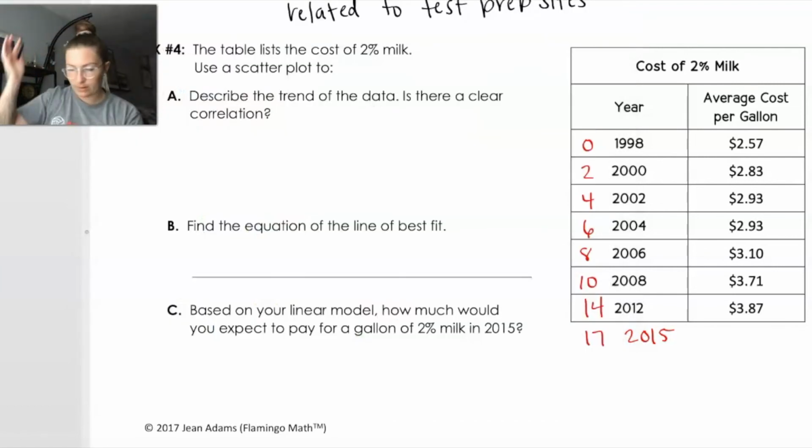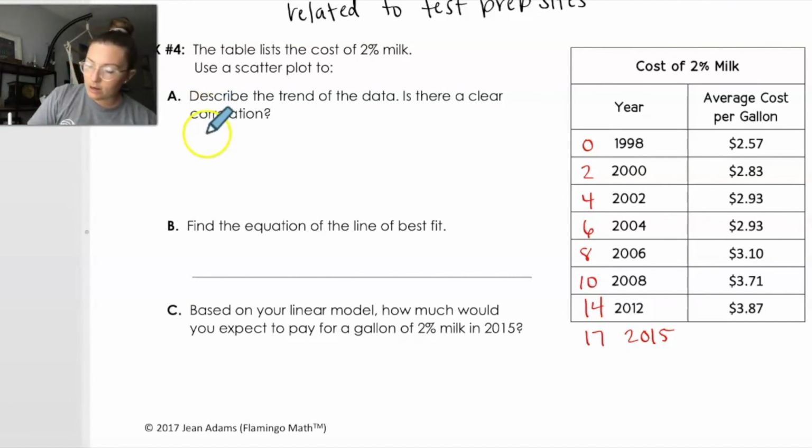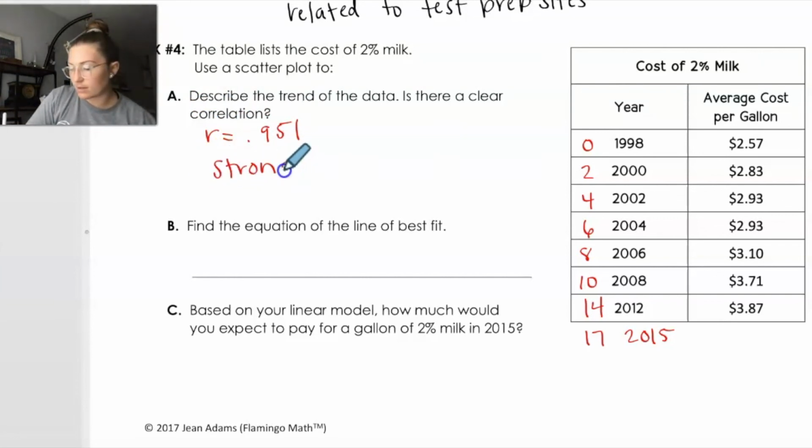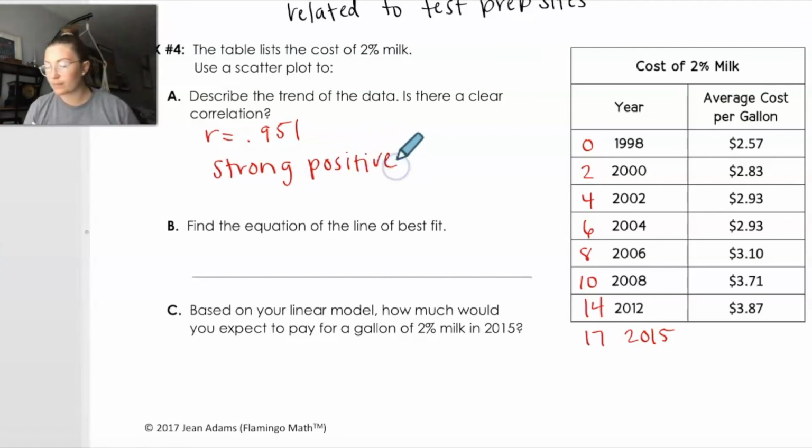So it wants to know what was our correlation. So our correlation was 0.951 rounded. So this is a strong positive correlation. Okay, is there a clear correlation? Yes, it's strong. There's a clear correlation between the data.